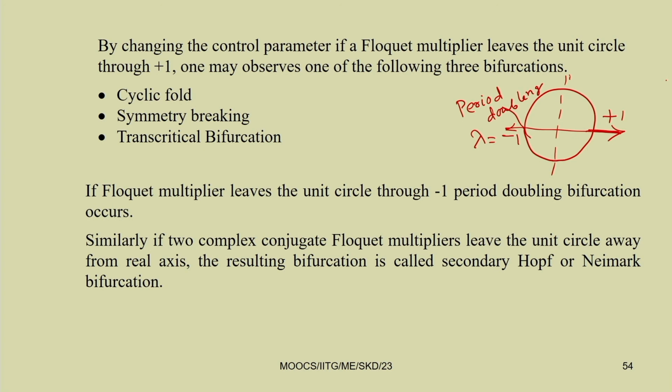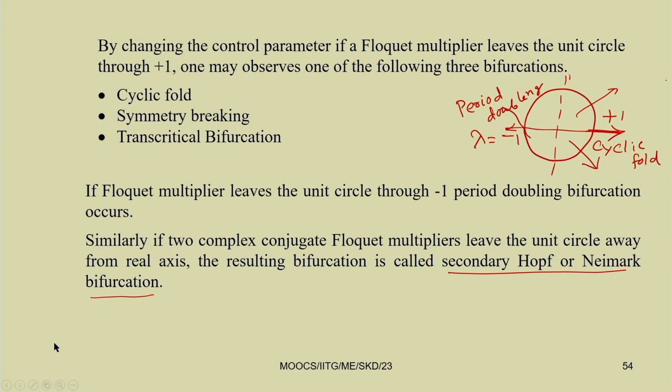So, if it is moving through +1, then we can have the cyclic fold, or symmetry breaking, or transcritical bifurcation. Also it may leave the unit circle through complex conjugates. In that case we can have the secondary Hopf or Neimark bifurcation. So, if two complex conjugate Floquet multipliers leave the unit circle away from the real axis, the resulting bifurcation is called secondary Hopf or Neimark bifurcation.